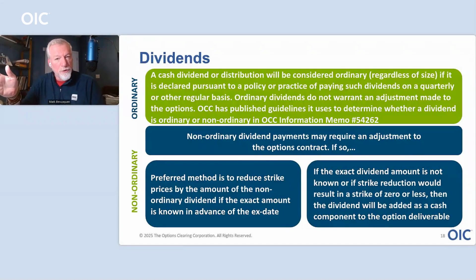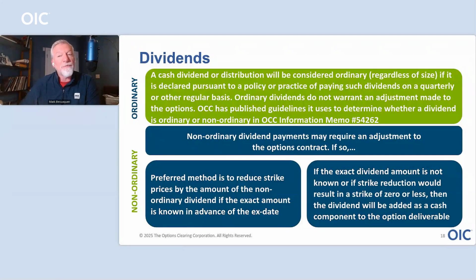We've got a new deliverable. So what does that mean? We've got a new option symbol, with a numerical suffix at the end to tell us that the contract is no longer a standard 100 share deliverable contract. All of this is outlined and explained again in 54262.